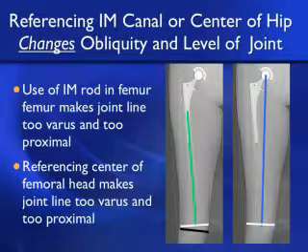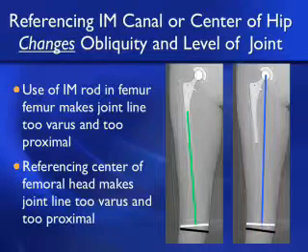component. And if we look at referencing the center of the femoral head, as you might do with a navigational system, again, typically in this particular case, the joint line will also be tilted and will be cut too proximally and in too much varus compared to the normal distal joint line, leading to kinematic malalignment.